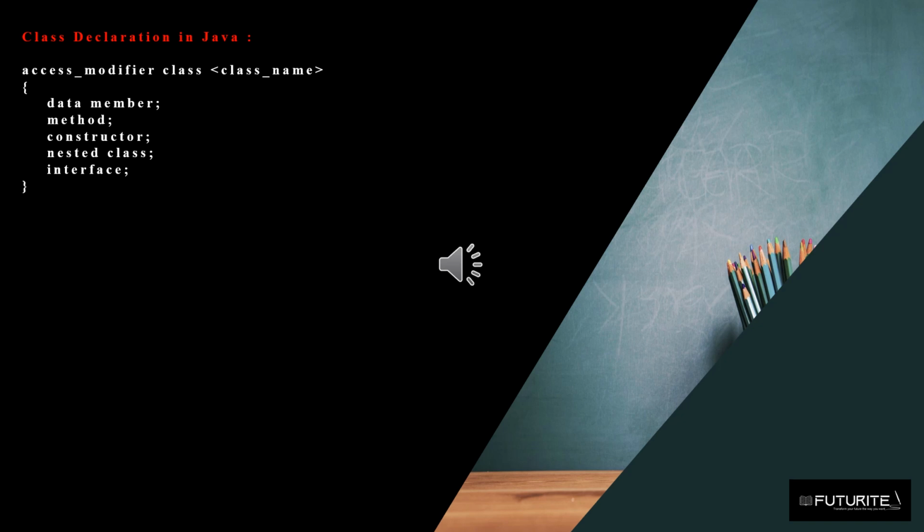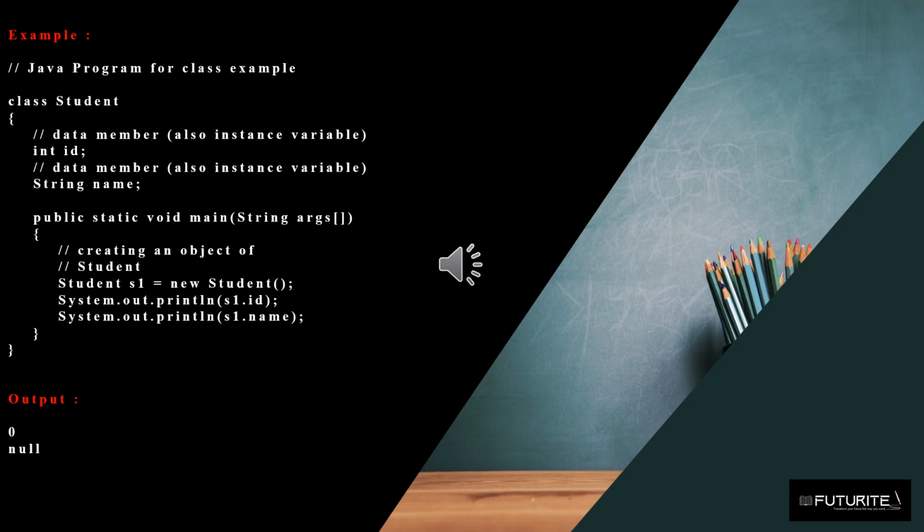That is, these data members, methods, constructor, nested class, and interface by default will operate within this scope and not outside the scope, and only based on the access modifier can these members of the class be accessed from outside the class. Okay, so this data member, method, constructor, nested class, and interface are all considered members of the class. Now this is an example of the class.